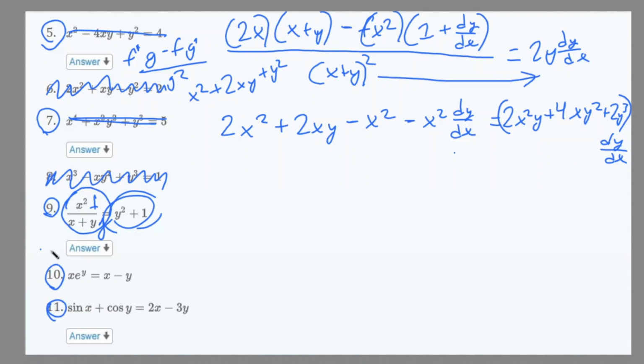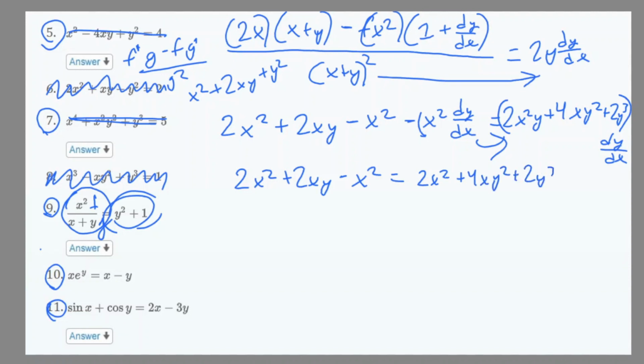And now what we want to do is separate the dy/dx from everything else. The only dy/dx term here is negative x squared dy/dx, so we want to move this to the right side. If we rewrite it out, we'll have 2x squared plus 2xy minus x squared, and then equals 2x squared y plus 4xy squared plus 2y cubed, all times dy/dx, plus x squared dy/dx, but we could also add x squared inside there.